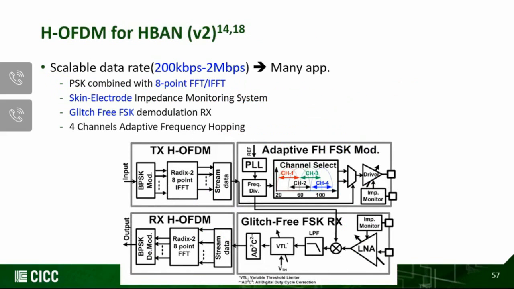So that's where we developed the hybrid OFDM version 2, which has a scalable data rate. Version 1 has 1 megabit per second, but this one has 200 kbps to 2 megabits per second, so many applications can be covered. Now, this one covers PSK with an 8-point instead of 64-point FFT/IFFT block to reduce the hardware cost. Also, the previously mentioned skin electrode impedance monitoring system is included, and a glitch-free FSK modulation block is included. And again, the 4-channel adaptive frequency hopping is utilized.